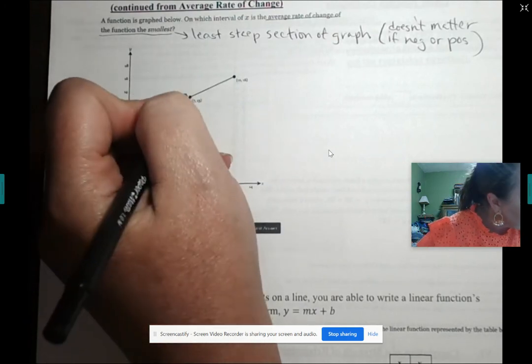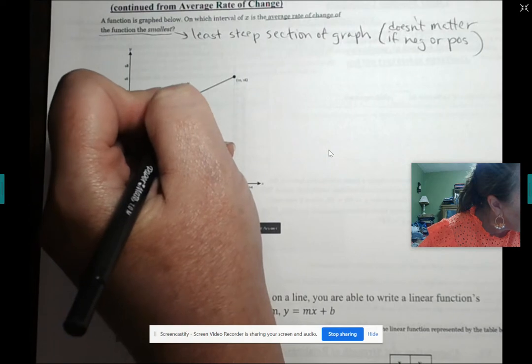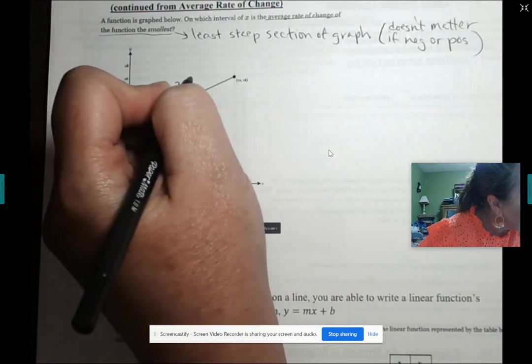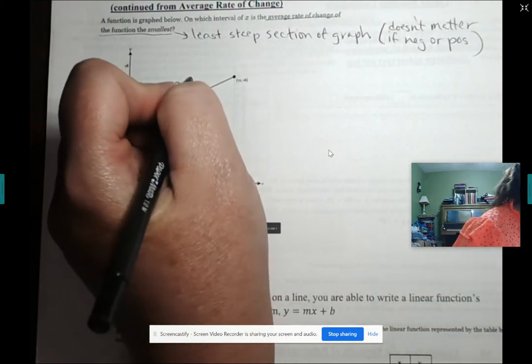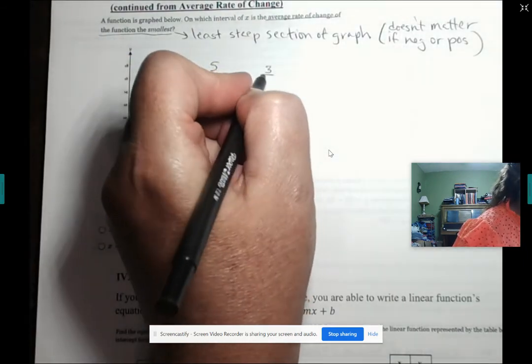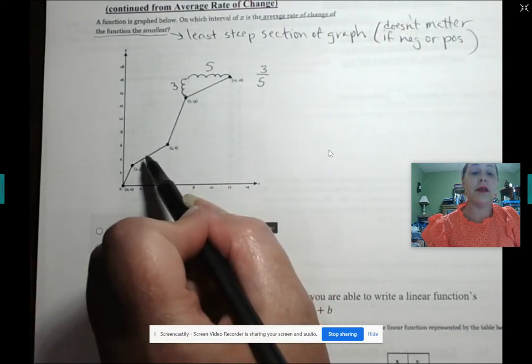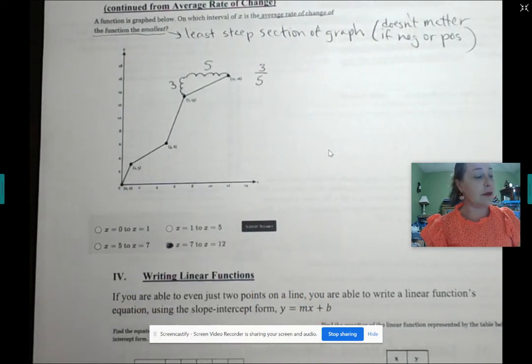And I can prove that just if I look at the y's, they go from 13 to 16. So I'll go up 3, and then I go over from 7 to 12, 5. So the slope there for that piece is 3 over 5. That will be smaller than this slope, and this slope. So we're definitely going to pick that.